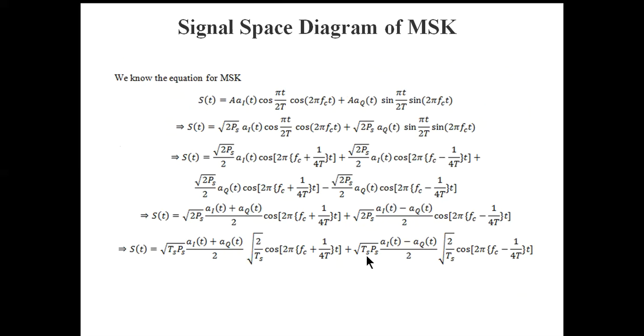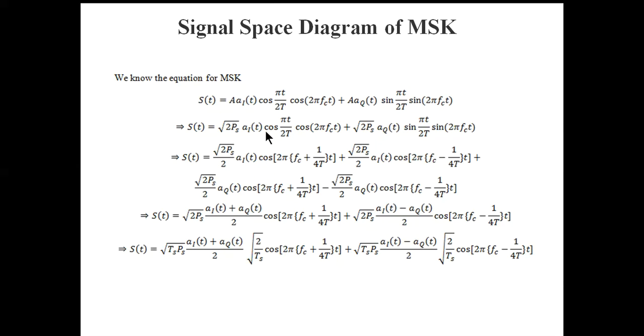Now coming to the signal space diagram of MSK. To draw the signal space diagram of MSK, we need to express MSK this way. We already know the equation s(t) for MSK, but here we use A as the amplitude of the corresponding signal, the maximum amplitude. So A can be substituted by root 2Ps.